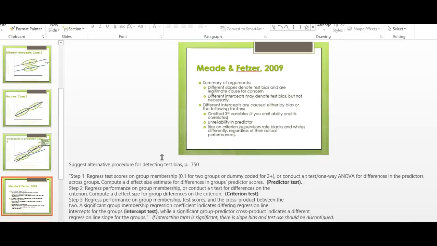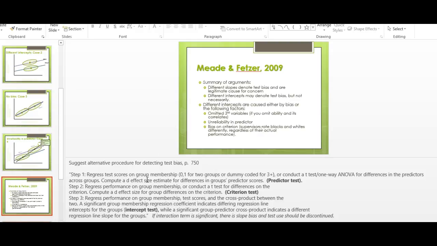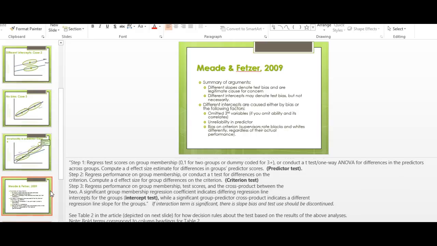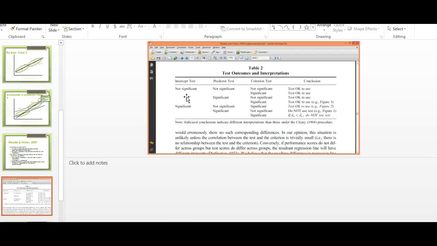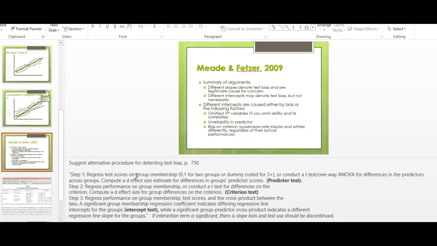So in the notes at the bottom of this slide, I've put in the steps that Mead and Fetzer talk about on page 750 for ascertaining whether there's test bias happening. And the bold terms correspond to the information in Table 2 that they provide in their manuscript, which I will go over in a second as well.